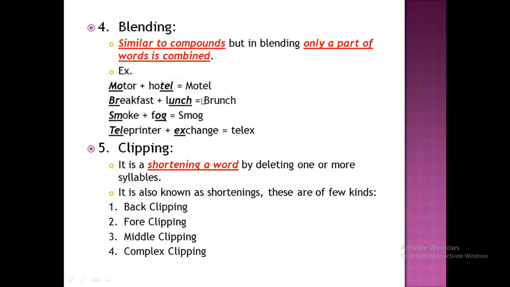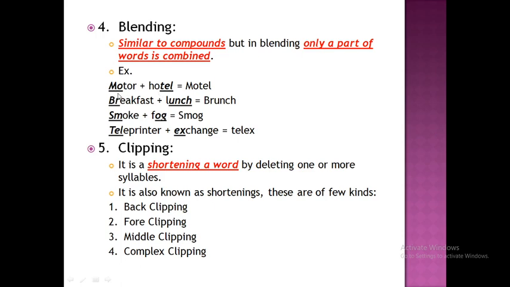The fourth one is blending. It is almost similar to compounding, but in blending only a part of words is combined. Again, I am reiterating, blending is similar to compounding, but in blending only some part of the word is combined. We will understand this definition with the help of a few examples. Here there are two words, motor and hotel, and we know what motor means, which moves, and hotel, which gets us services.